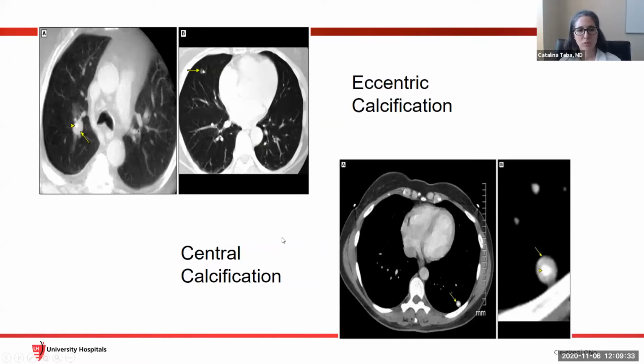So eccentric nodule up here on the left upper image. So it's not in the center, it's to the side of the lung nodule, more concerning for cancer. And then the central calcifications down at the bottom right, you have a nodule with the central area of calcification, more consistent with the benign lung nodule.